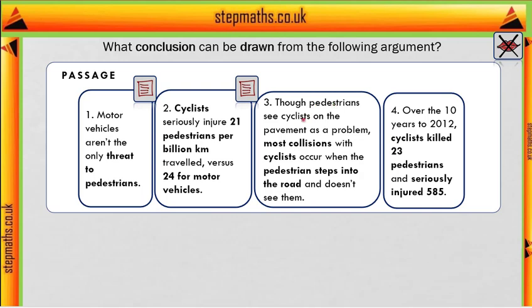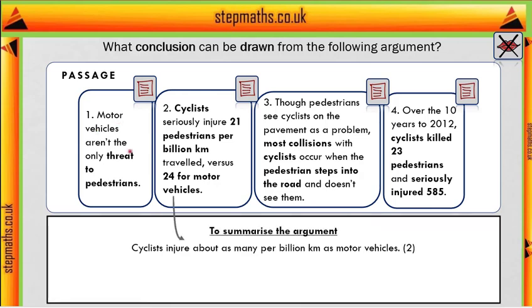And they say, although pedestrians see cyclists on the pavement as a problem, actually most collisions with cyclists happen when the pedestrian steps into the road and doesn't see them. So this is just describing how accidents happen, that's a fact. And lastly, they say that over the 10 years to 2012, cyclists killed 23 pedestrians and seriously injured 585 pedestrians. So more statistics. So it's one of those draw conclusion questions where everything is a fact. Although it does actually seem like the first sentence is basically a factual conclusion based on these, or at least a summary of that information.